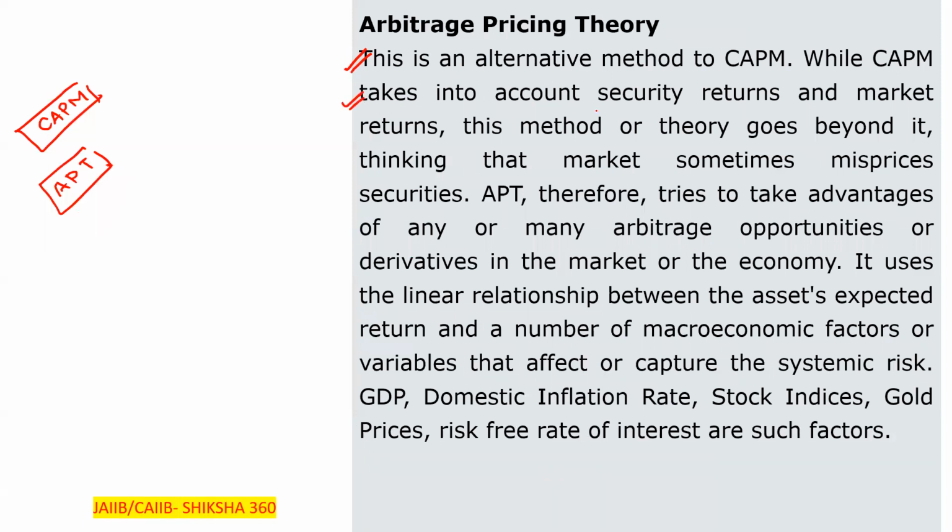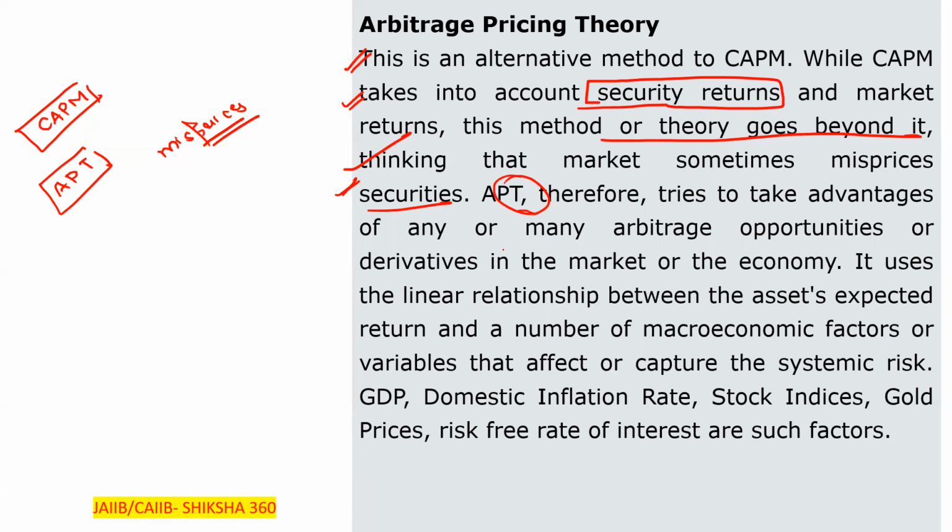While CAPM takes into account security returns and the market returns, this method or theory goes beyond it, thinking that the market sometimes misprices the securities. Under CAPM we take the security returns and the market returns, but this method says that sometimes there is mispricing of the securities. So arbitrage pricing theory tries to take advantage of any arbitrage opportunities in the market or economy.